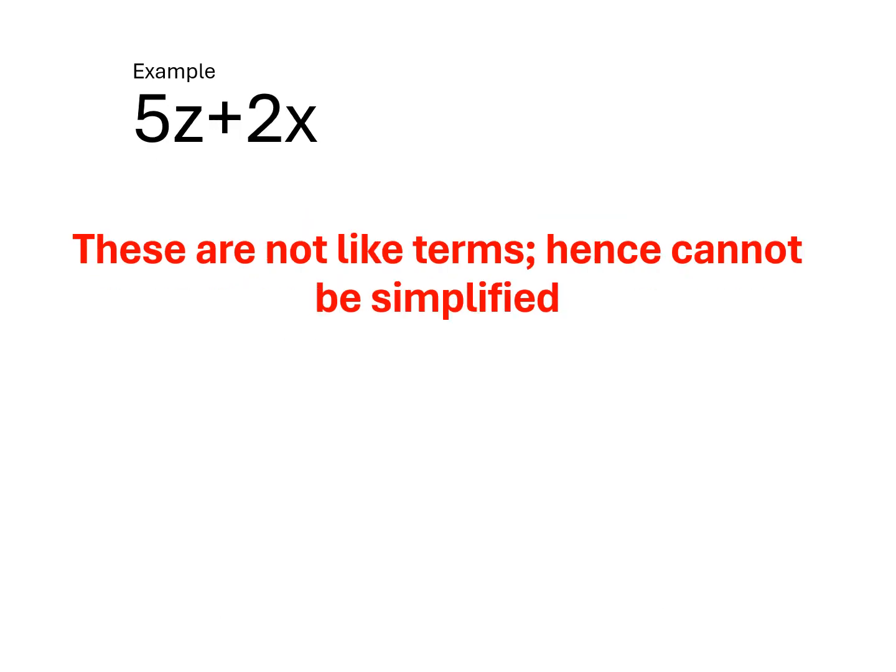Now look at this example: 5z plus 2x. These are not like terms, and so you can't add them. They're not like terms, so it remains the same.